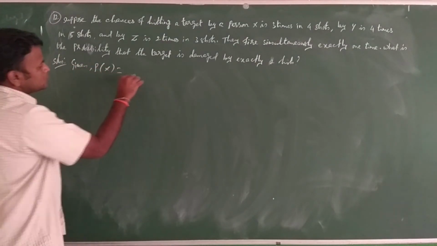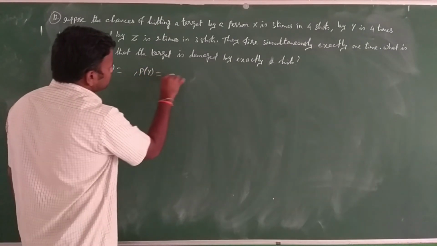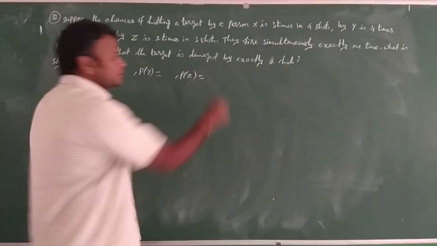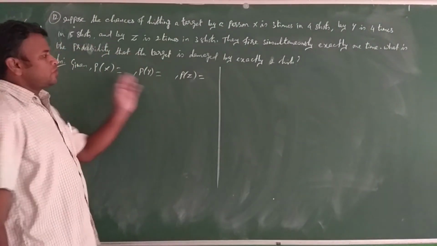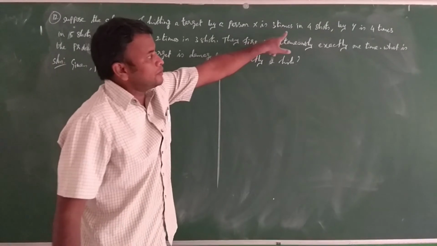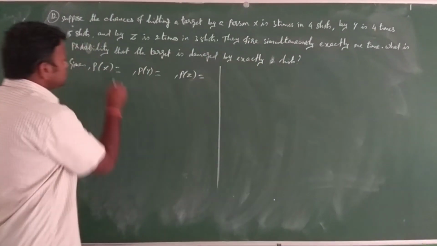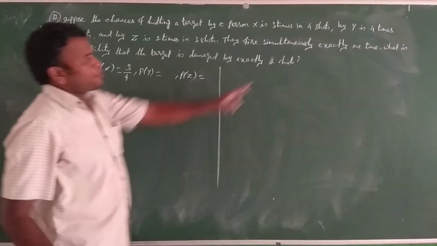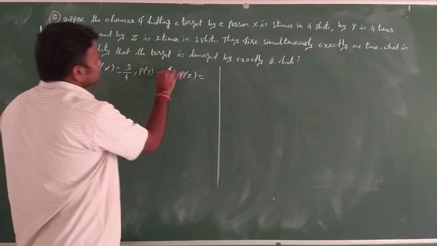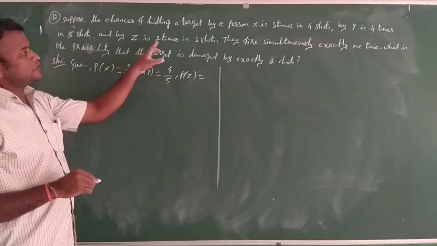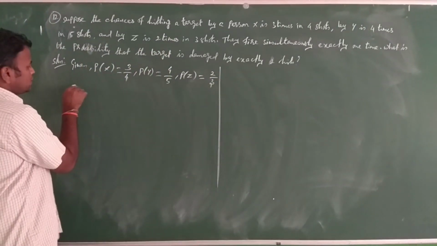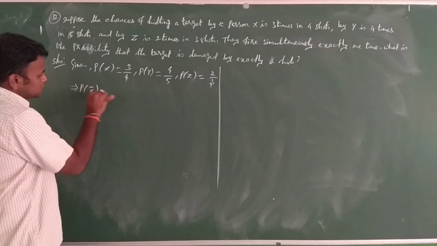Given P of x, P of y, and P of z. All values are given. We check the answer. That is the probability of person x hitting is 3 times out of 4 shots, so we take 3 by 4. Person y hits 4 times out of 5 shots. Person z hits 2 times in 3 shots. So that is the answer. Next, I find the bar also.